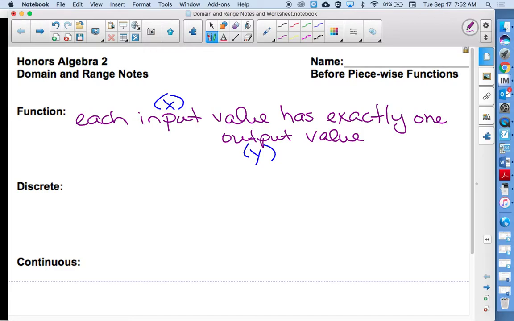If you draw vertical lines down your graph, perfect, which is the other way to explain each input has exactly one output. So a function, each input has exactly one output, and we could also say it passes the vertical line test. So that's what makes a graph a function.